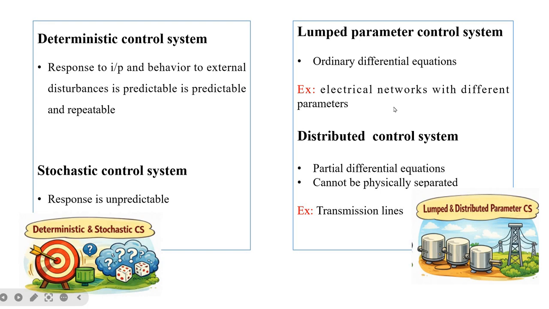Next is the lumped parameter control system, which can be described by ordinary differential equations. For example, electrical networks with different parameters such as resistance, inductance and capacitance. These are lumped parameter systems. Whereas the distributed parameter system is described by partial differential equations, and its parameters cannot be physically separated or represented at a particular place. An example here is transmission lines.